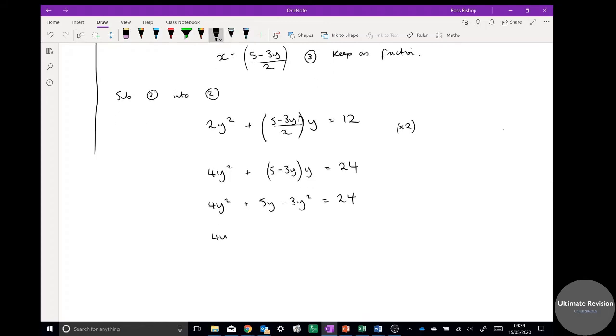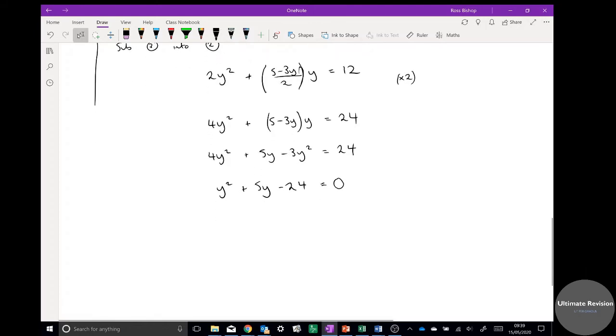So I've got 4y squared, and I've just got y squared: 4y squared minus 3y squared is y squared, plus 5y. If I bring the 24 over, now I've got it equal to 0, and I can solve this. This will usually factorise with these sorts of questions.